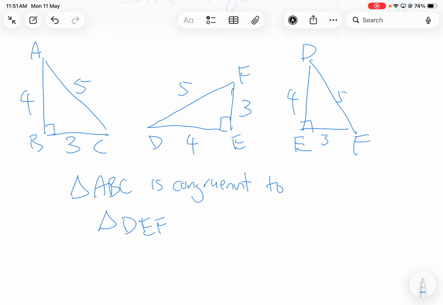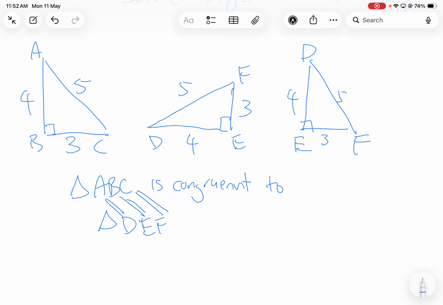Hey, this one is very important. So the naming: A is the corner between 4 and 5. D is also the corner between 4 and 5. B is at the right angle, E is at the right angle, F is the last one, C is the last one. So actually, A corresponds to D, B corresponds to E, C corresponds to F. The naming will always be like that.